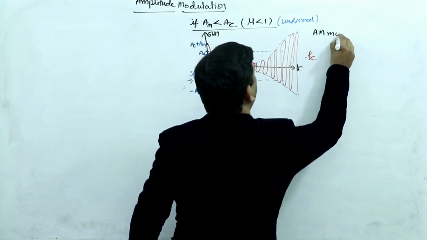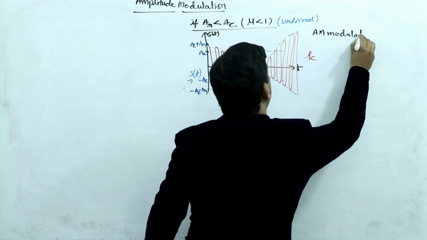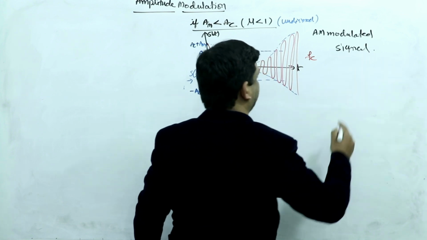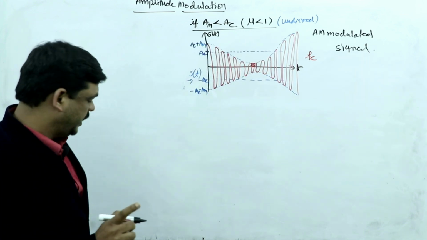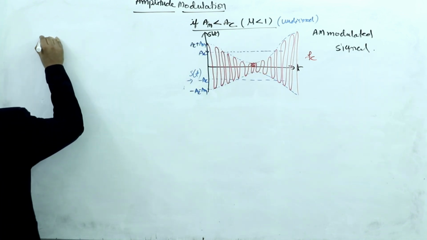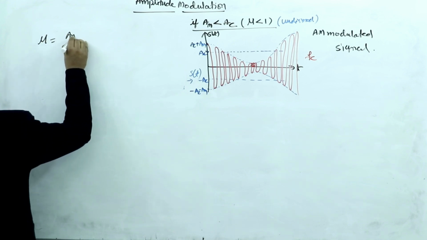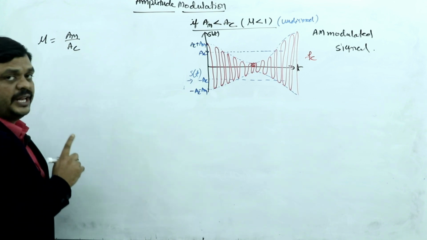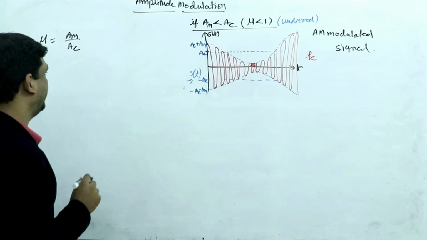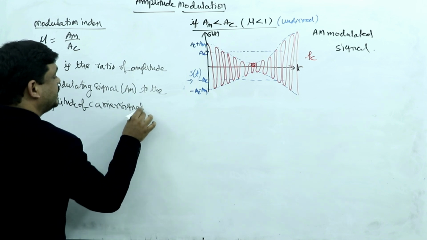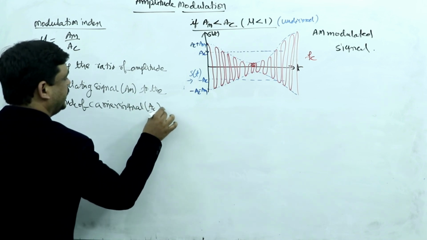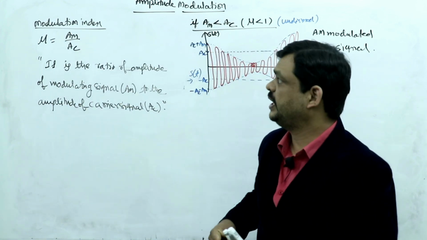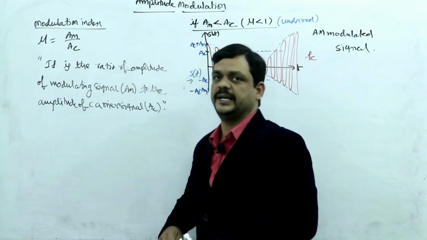AM modulated signal. Now from this I want to define the modulation index of an AM signal. The modulation index is the ratio of AM by AC. In the time domain expression I have explained this part. The modulation index is AM by AC, where AC is the amplitude of the carrier signal. We write these two as a ratio, so here I have defined mu is equal to AM by AC.